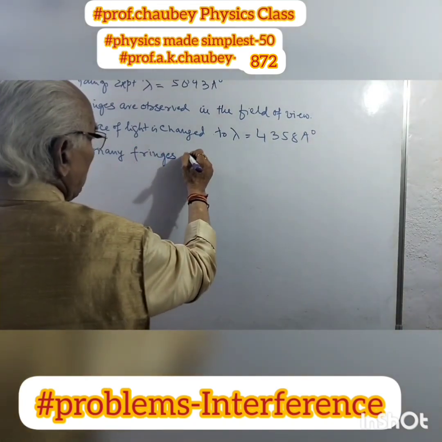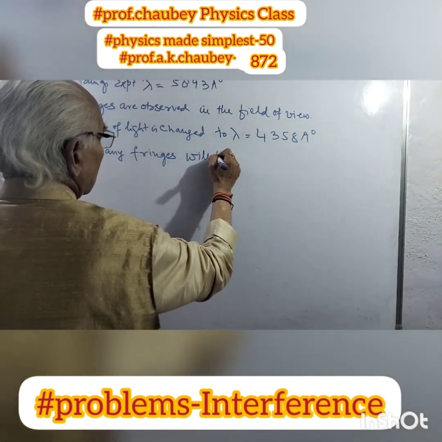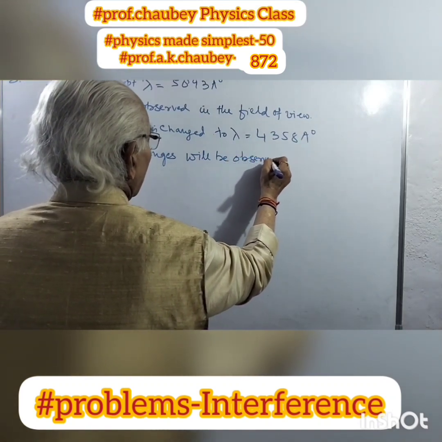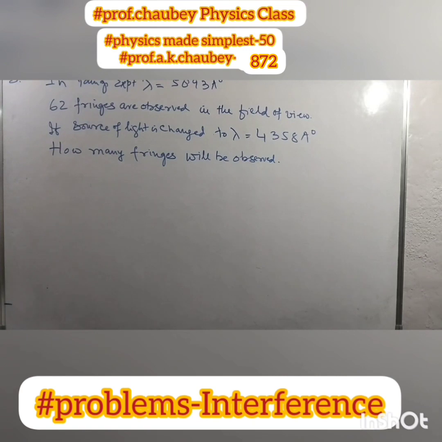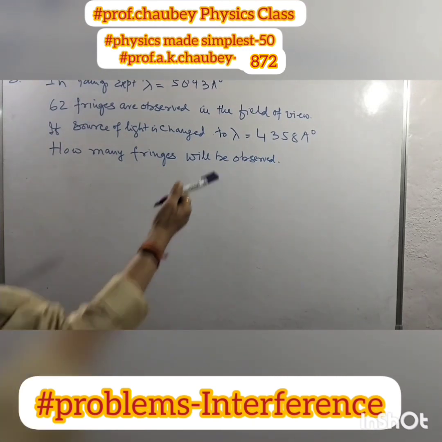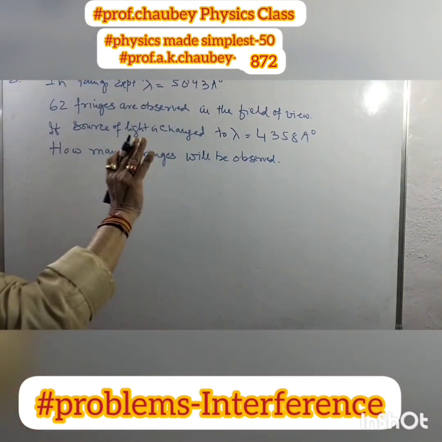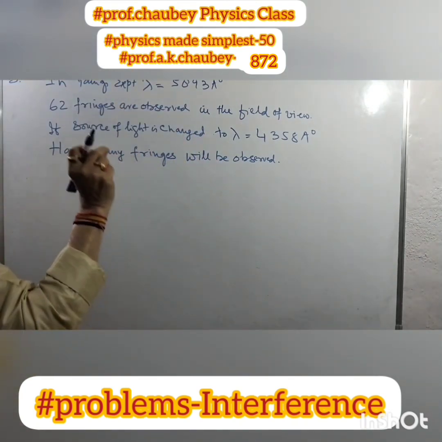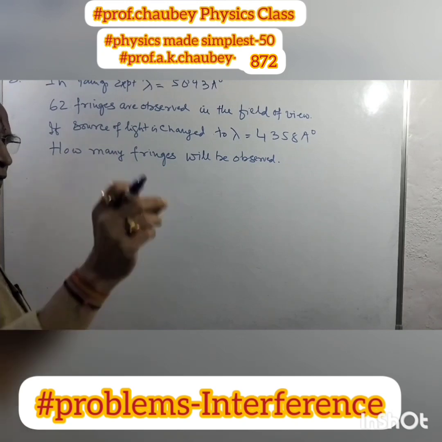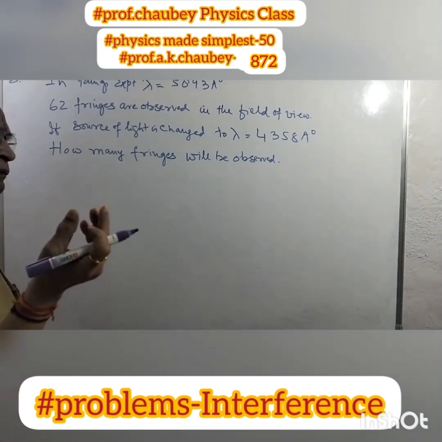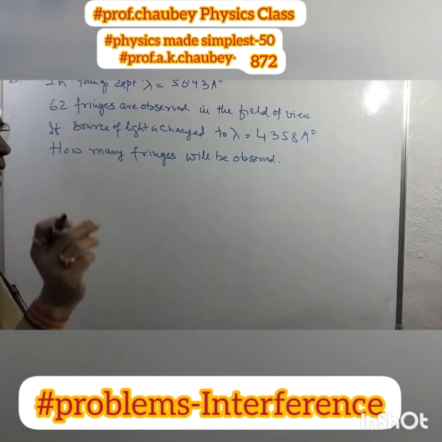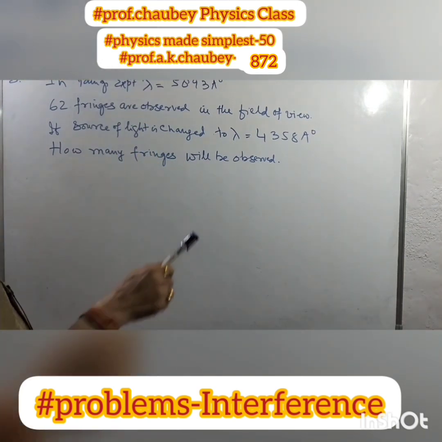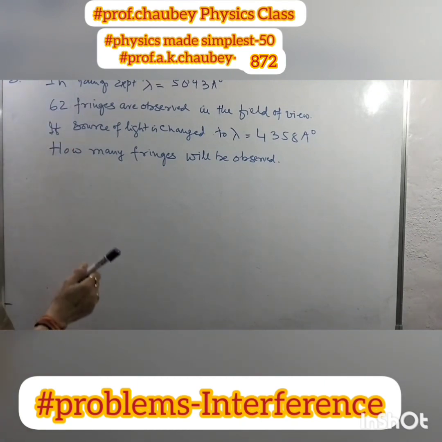How many fringes will be observed? Well, this is the typical question here. Usually one source of light is given and we observe the fringes on the screen, black and white, black and white. We count how many, say white or black, because both are equal in width, so you can count any. So just count the bright ones. It is found that 62 fringes are observed.